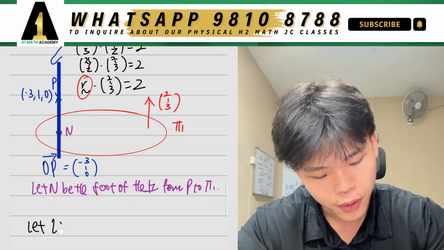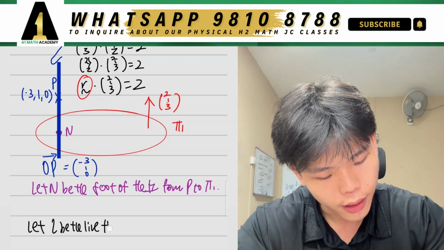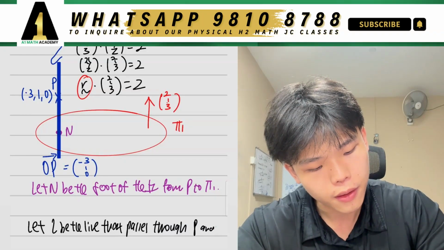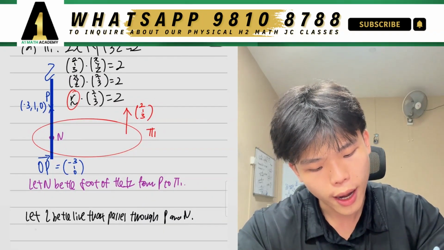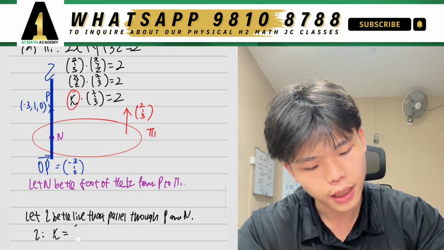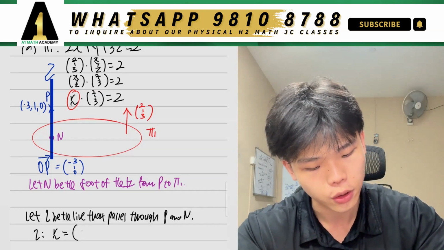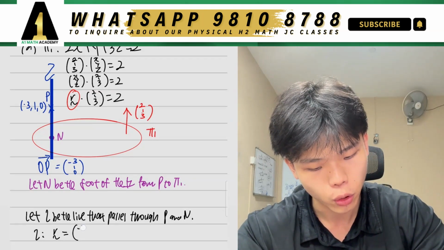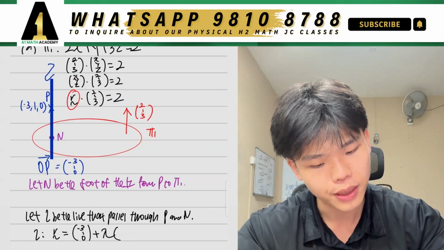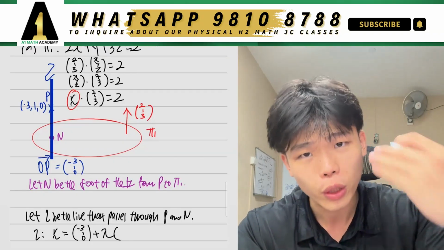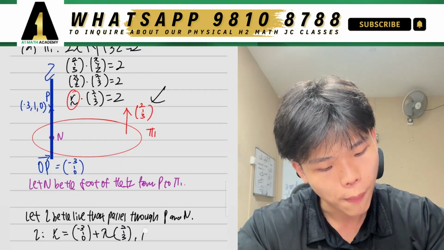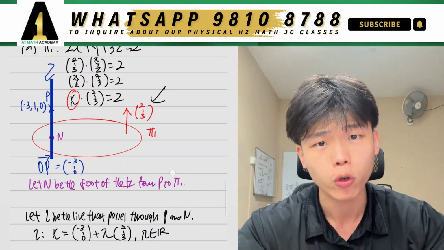So I'm going to let L be the line that passes through P and N, right? So I know that L has an equation of r bar equals, now I just need the coordinates of one point that lies on the line, so in this case it will be the position vector of P, so (-3, 1, 0), plus a scalar multiple times the direction vector. So what's the direction? We know that this vector is parallel to the normal, so it will be (2, 1, 3), whereby this scalar multiple is a real constant.